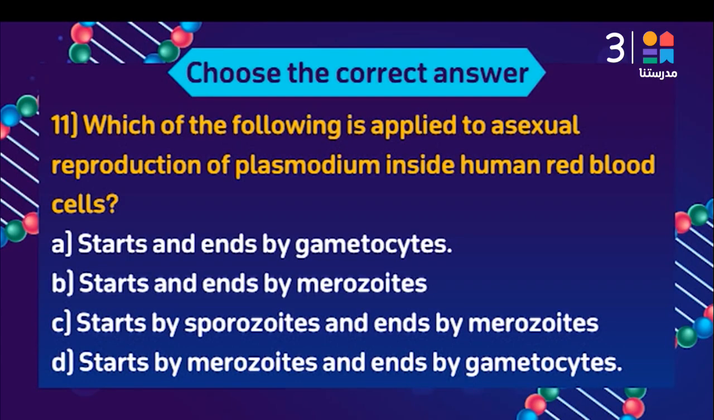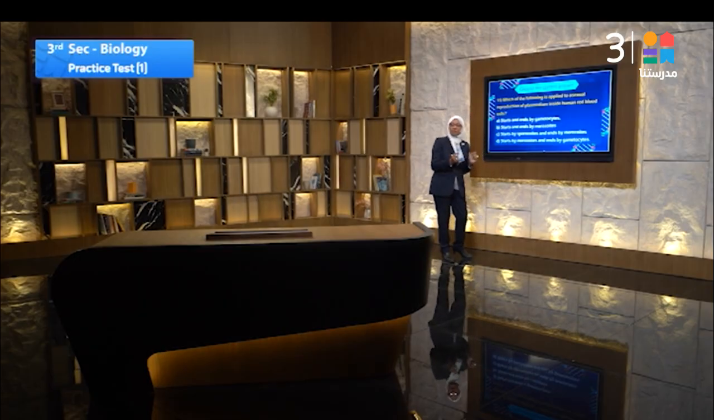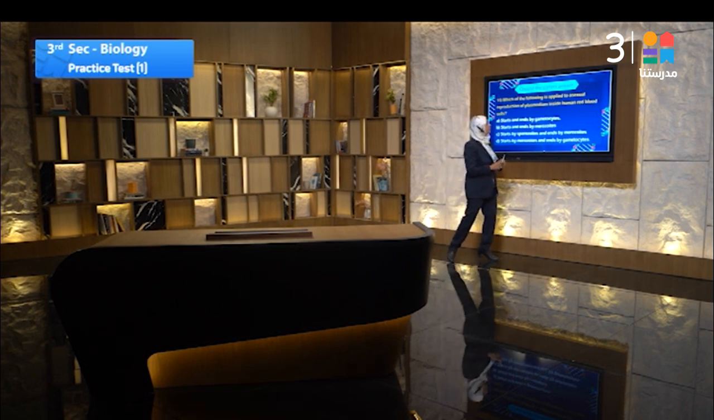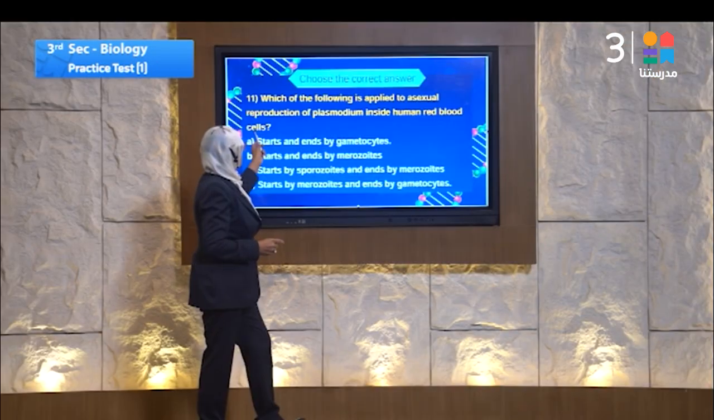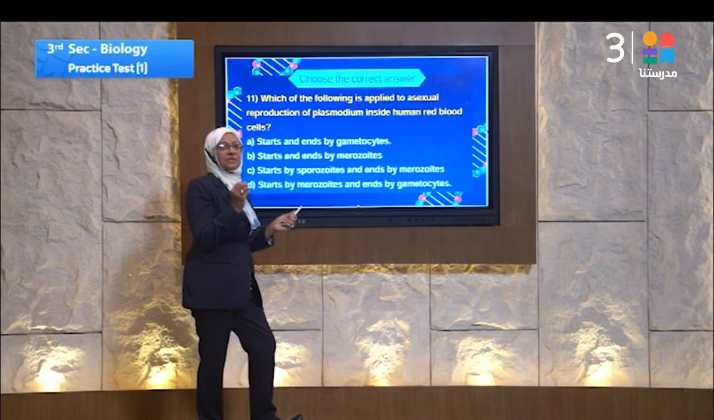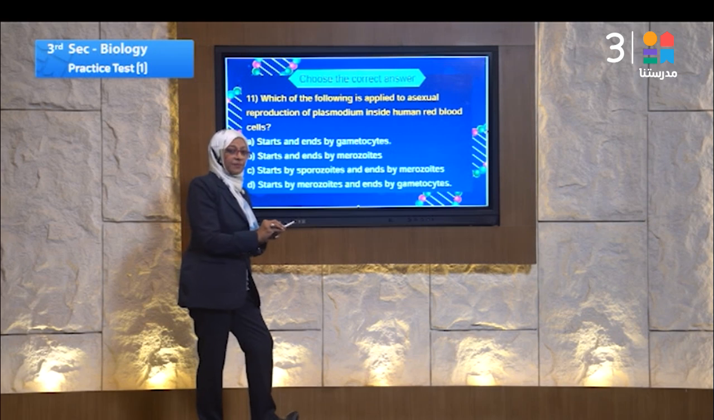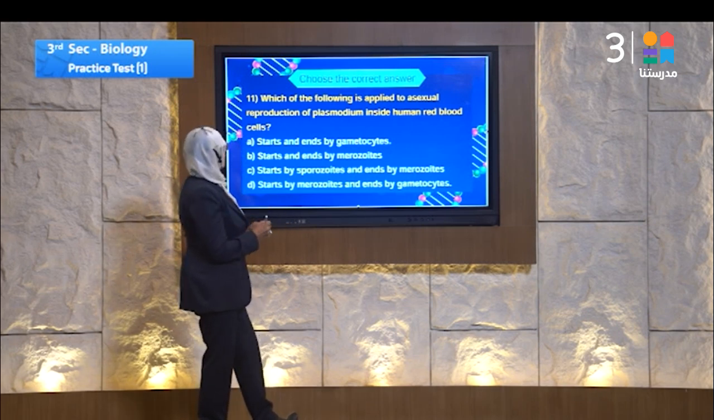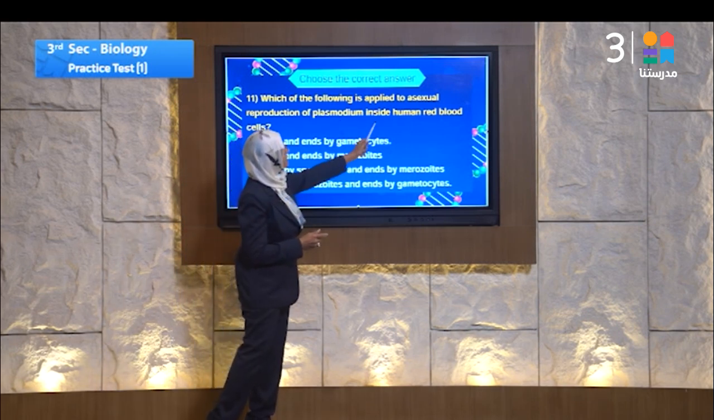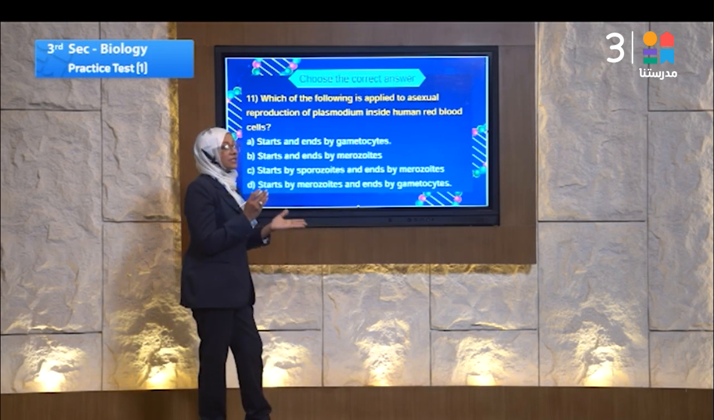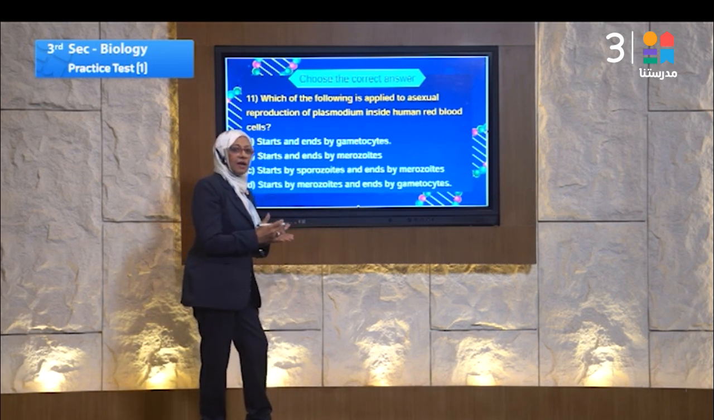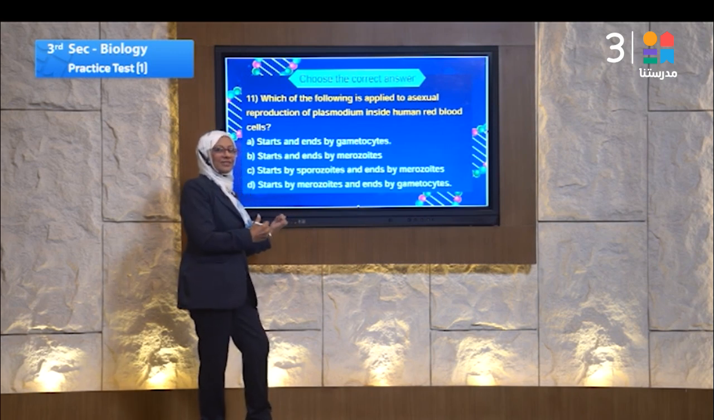Which of the following is applied as asexual reproduction of plasmodium inside human red blood cell? In this question, we must care about 2 points. The first one is asexual reproduction. That's asexual reproduction that's done inside the human body. The second point is the red blood cell, inside the red blood cell. What are the stages of plasmodium found inside the red blood cell?